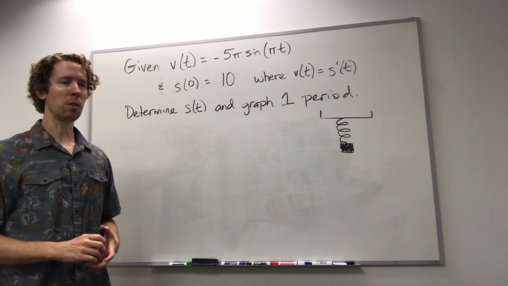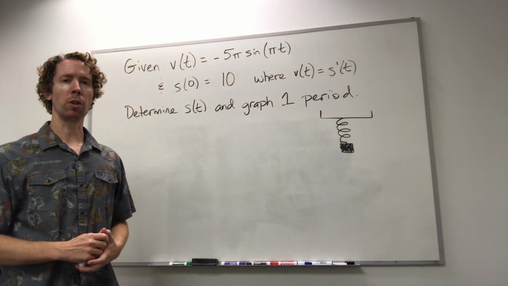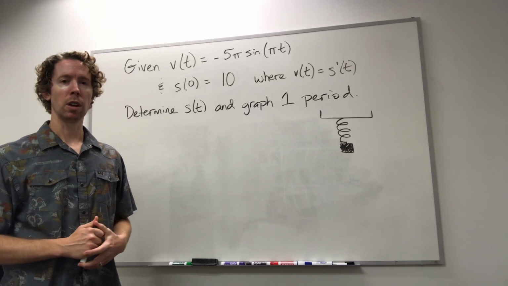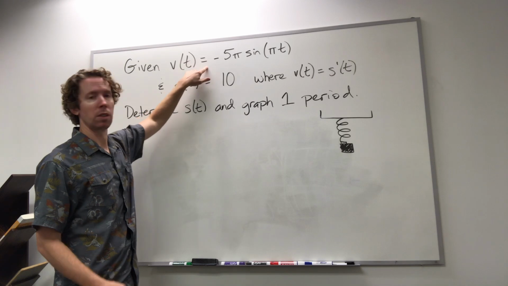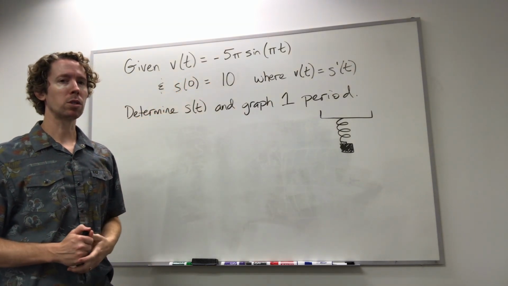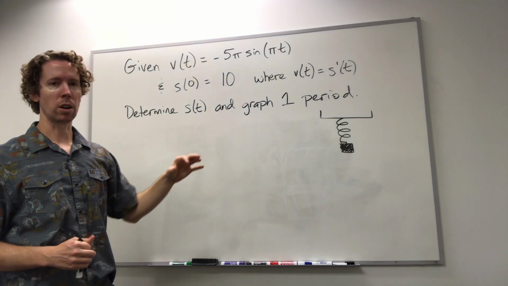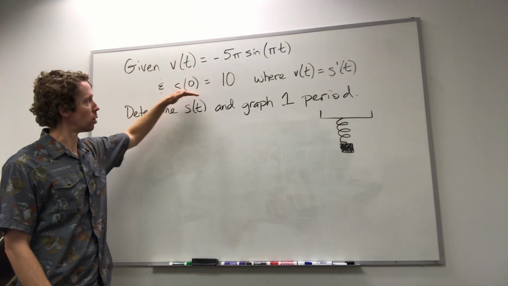All right, let's say we have a mass hanging on a spring, and that mass is put into motion. We're not told exactly how it's put into motion, but we're given a velocity function for it. So let's say the velocity function is negative 5 pi sine of pi t, and then we're also told where the mass starts. We're told that the position at t equals 0 is 10.